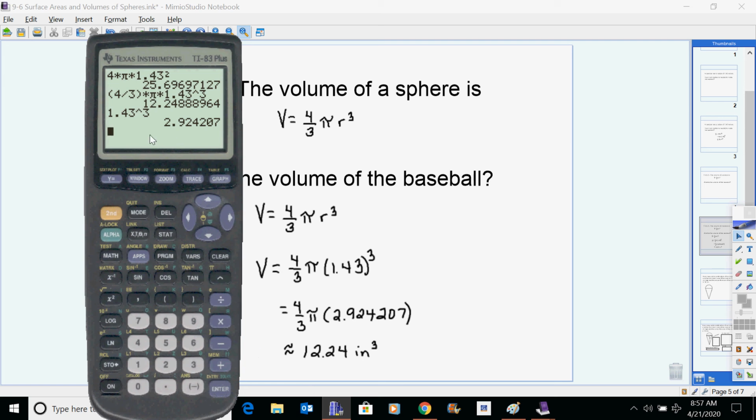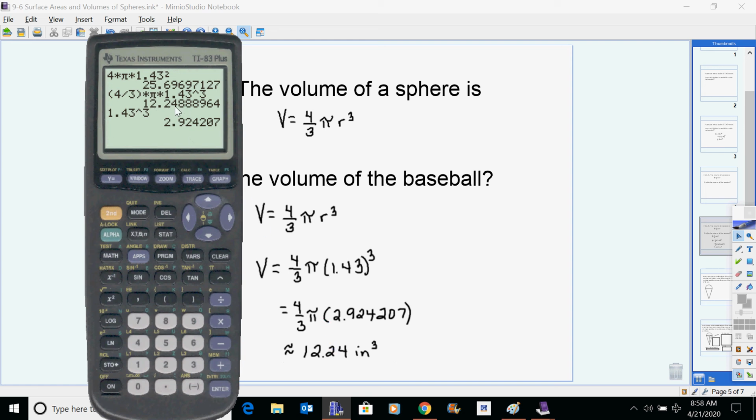For those of you that don't like to use the cube thing and you want to do it in even more steps, you could do 1.43 times 1.43 times 1.43. If you don't have this type of calculator, get this number. Then multiply by 4/3, and 3.14 would be your approximate for pi, as you know. But here's where your answer comes in. 12.24.